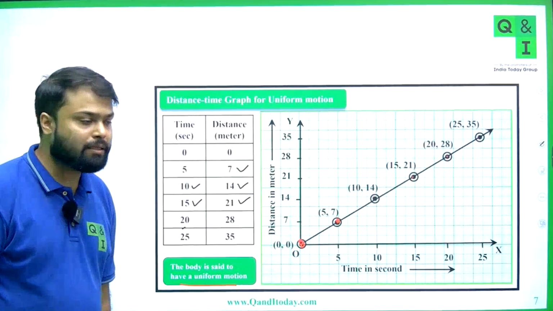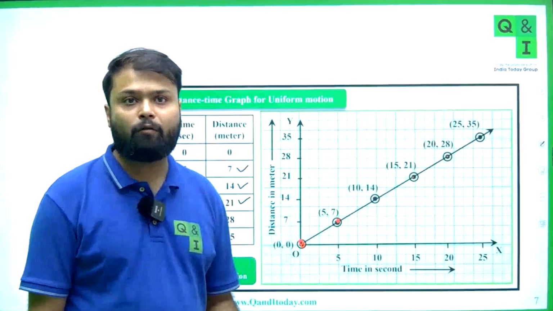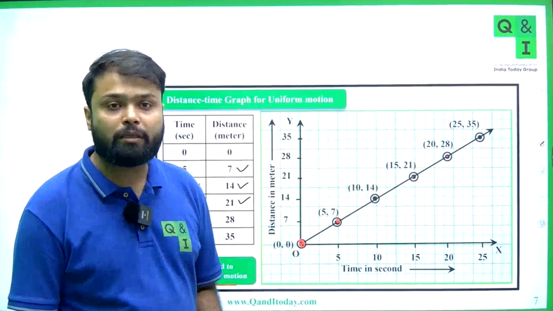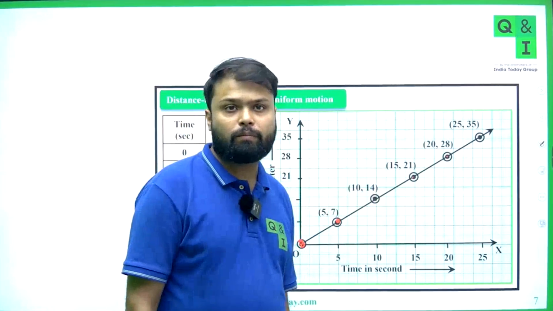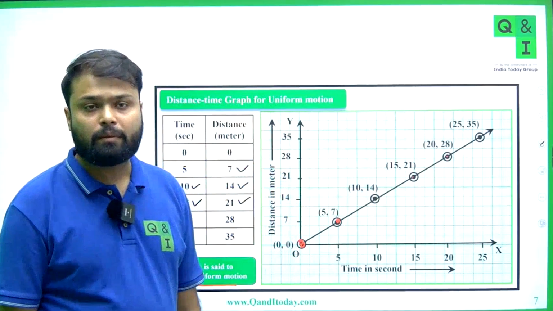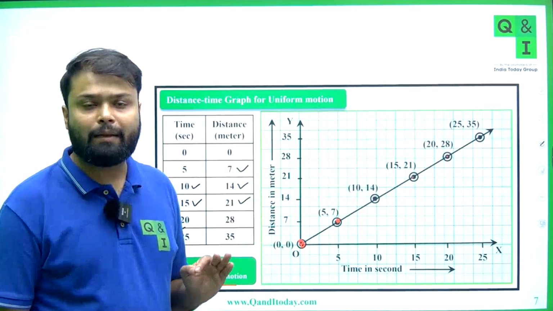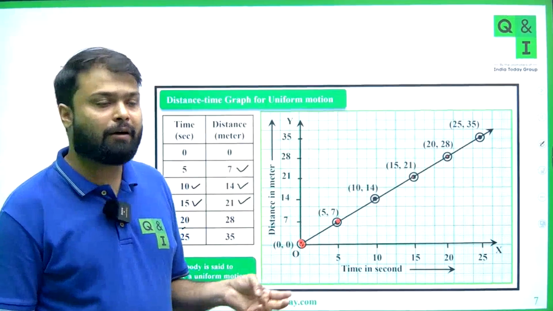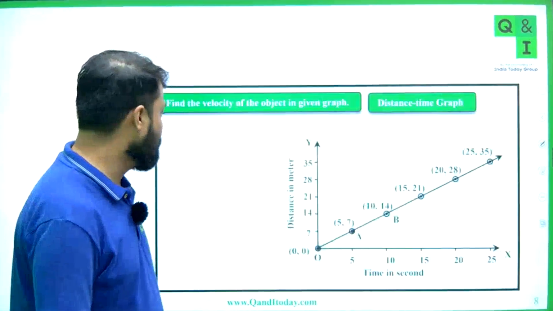So remember these points: generally on the x-axis we take the independent variable and on the y-axis we take the dependent variable. And for uniform motion, the graph is linear, that means it is a straight line. Is everything clear to you, what the independent and dependent variables are, and what the nature of the graph for uniform motion is? Okay, very good.